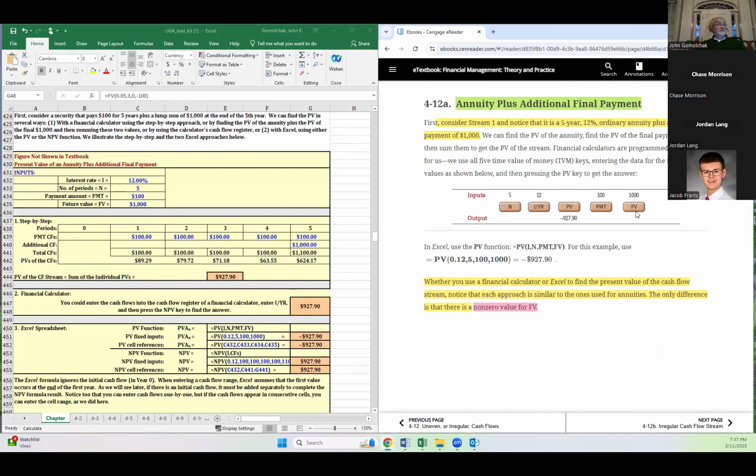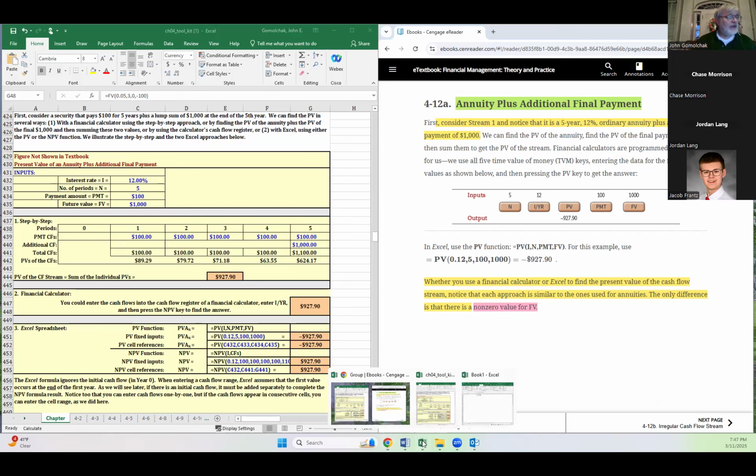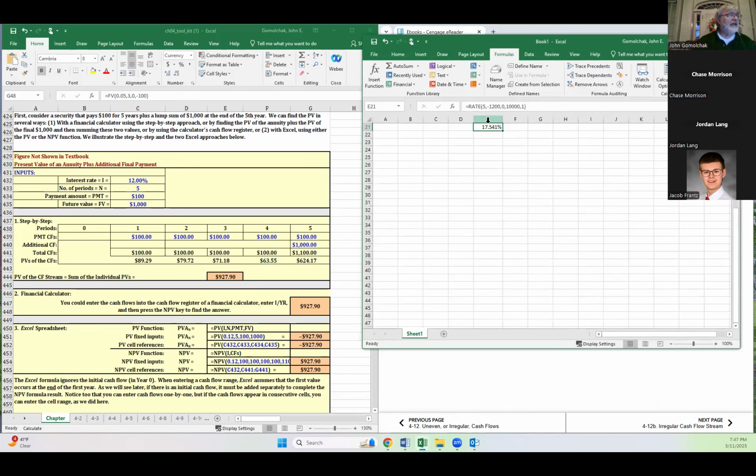And here's a way to do it on your financial calculator. In Excel, use the PV function. So what you would end up doing, okay, so this is this one up here where we have the 100, 100, 100, 100, and then the 1,000, okay? So yes, we could use the present value function, and well, let's do it to show how we can value a bond quickly and easily.